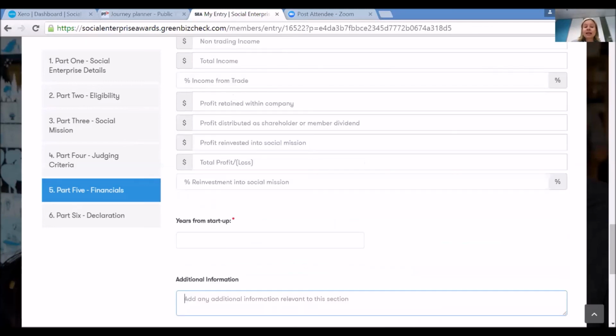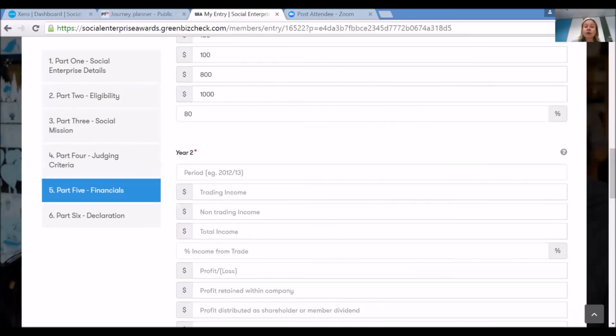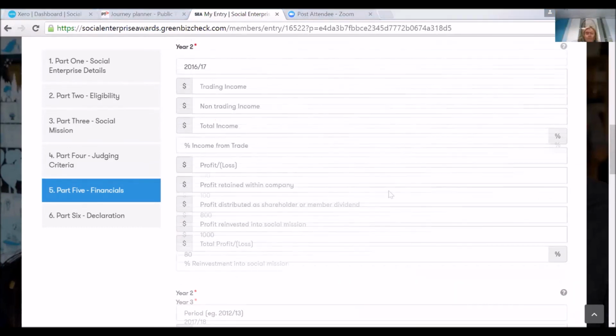And similarly, if you are not hitting the target for your profit reinvested in the social mission, there might be a valid reason for that. So again, just use the comments section to explain that.